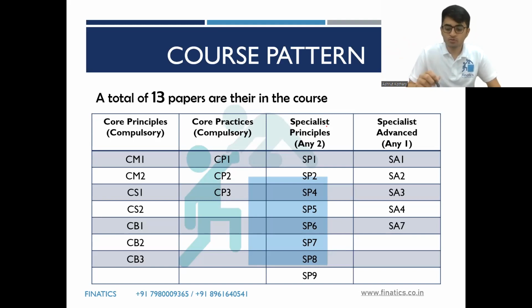Then in specialist papers, some papers are about life insurance, like SP5, SP6. These are based on finance and investment. SP7, SP8, both of these papers are on general insurance, where SP7 is on reserving, capital modeling. SP8 is on pricing. SP9 is on let's say risk management, enterprise risk management. SP4 is on, let's say, pensions. SP2 life insurance. SP1 health insurance. And then similarly SA1, SA2, SA3, SA4, SA7, these would either be on specialization in life insurance or health or pension or general or investment.